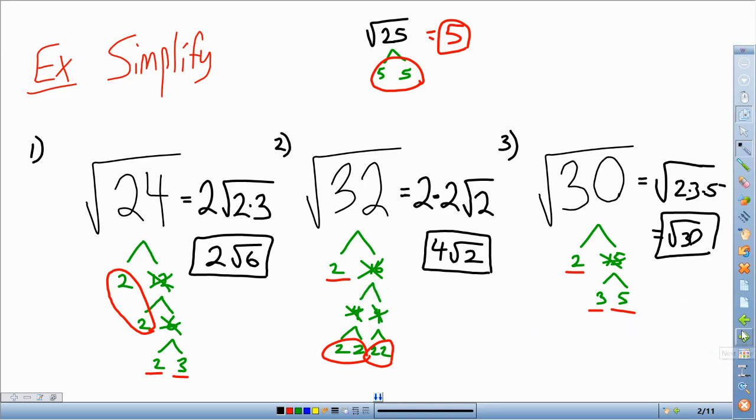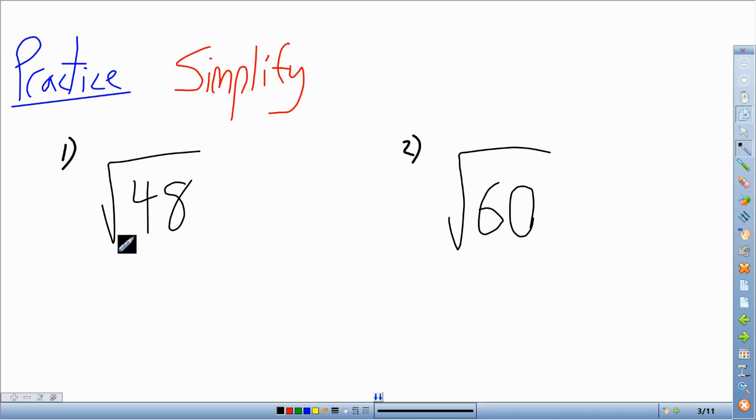Okay, cool. So I'm gonna have you guys try out a couple of these. Go ahead and simplify the square root of 48 and 60. Try it out.